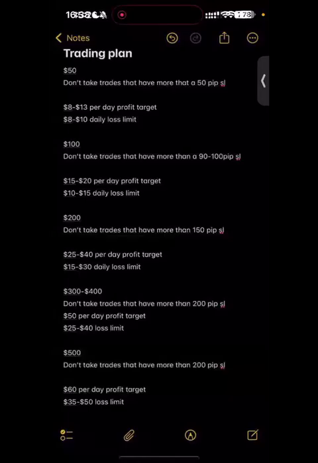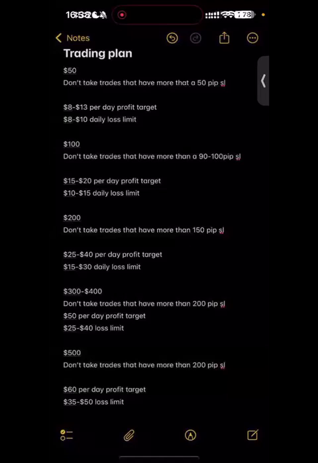Now that you understand how to calculate your risk per trade, you still need a guide to know how much you should be risking per trade depending on your account size. Let me quickly go through this.